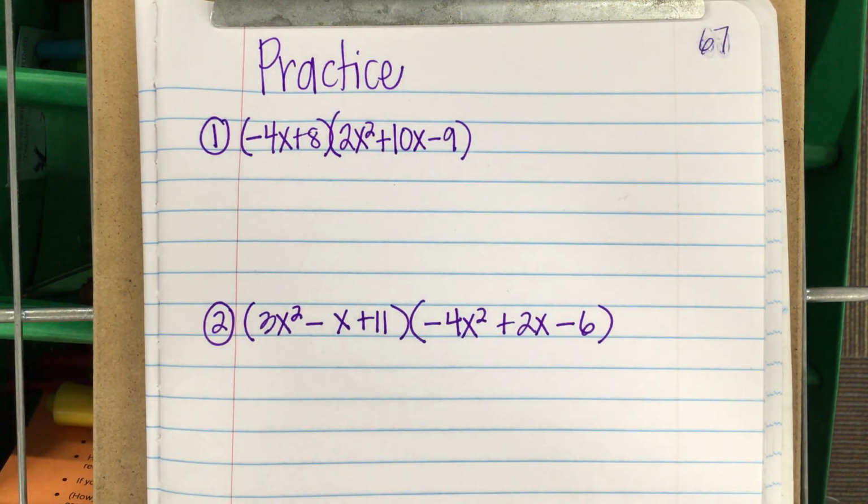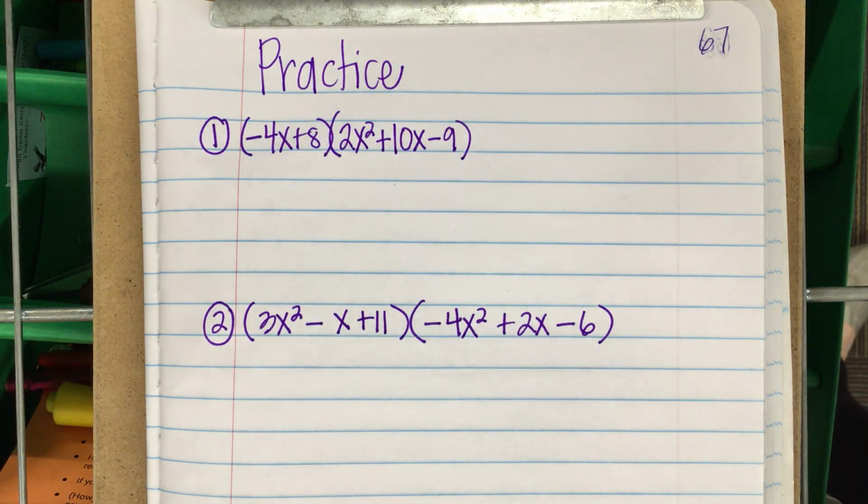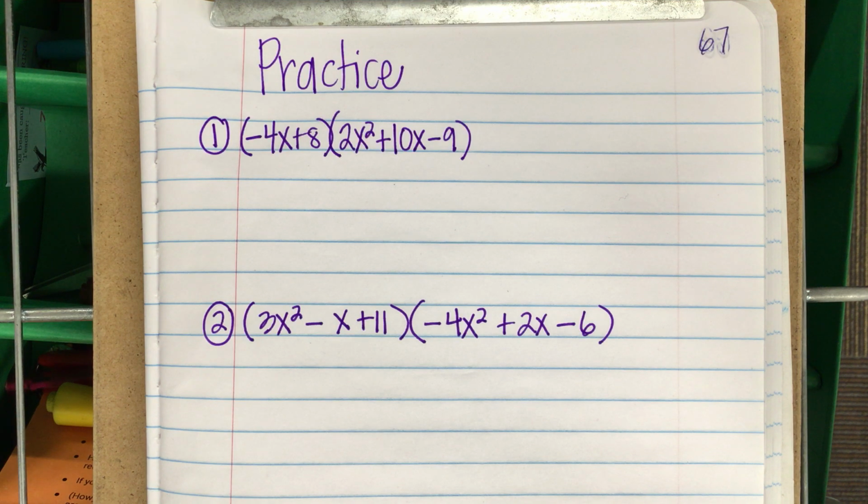All right, you're going to have 3 practice problems. Here are the first 2. You can decide whether you want to distribute by making a long chain, or if you would like to draw a grid. Both will get you the same answer. The first problem, negative 4x plus 8 times the trinomial 2x squared plus 10x minus 9.